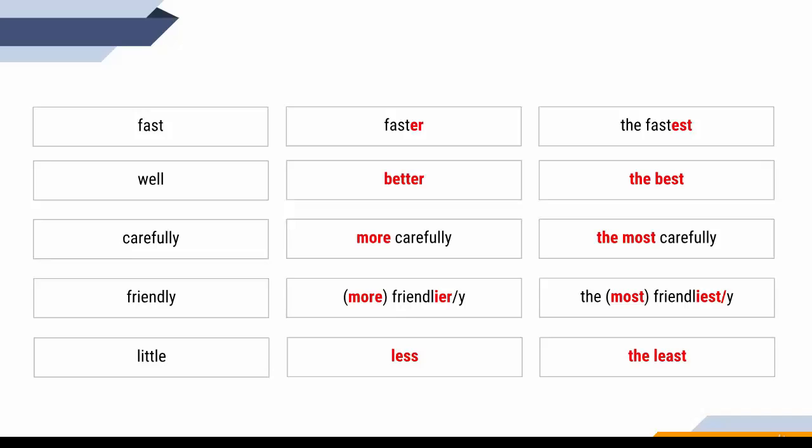When the forms of an adjective and an adverb are the same, both finish in ly, well, here it's up to you. You can form the comparative and the superlative form based on the short adjective rule, which means friendlier, the friendliest. Or you can go for the longer structure, more friendly, the most friendly. It's up to you. Little, same example as well, it takes the forms of the irregular comparatives of an adjective. Little, less, the least.